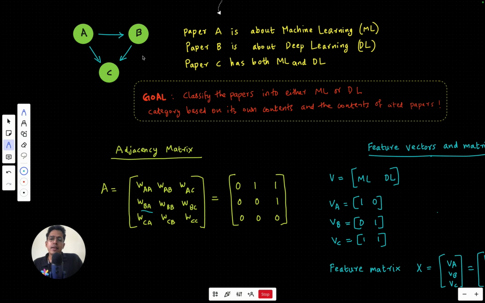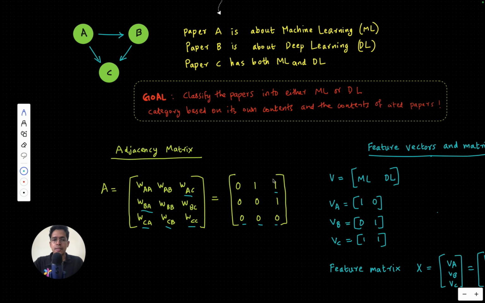Similarly, C is not citing itself, and C is not citing A or B, which means WCA, WCB, and WCC are all zeros, as you can see here in the adjacency matrix elements. Now let us look at WAC. C is not citing A, but A is citing C, which means WAC is non-zero. It is 1. So this is how you can understand the adjacency matrix. It's extremely simple, nothing complex.